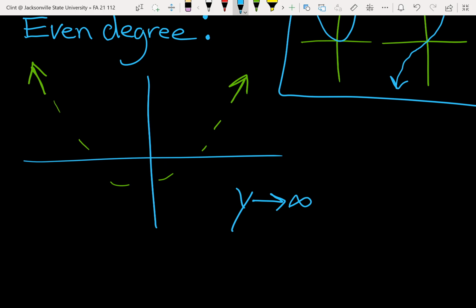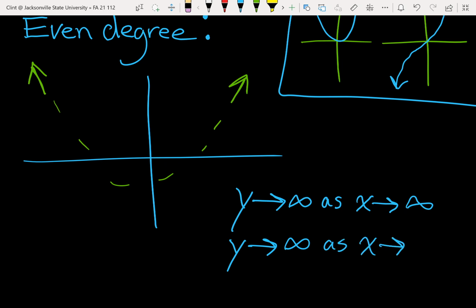So it says our y values go up as our x values go to the right, and our y values go up as our x values go to the left. Oops, sorry, left, negative infinity. So this is saying as we go to the right on our x values, our y values are going up. And as we go to the left on our x values, our y values are also going up in this case, right? Both ends go up.